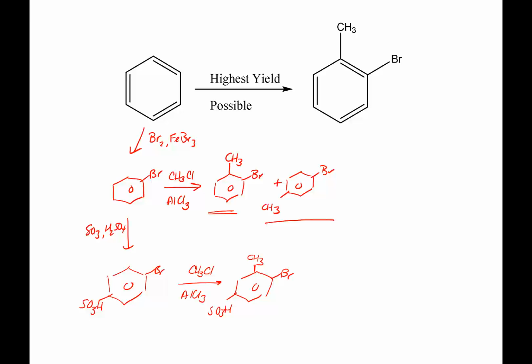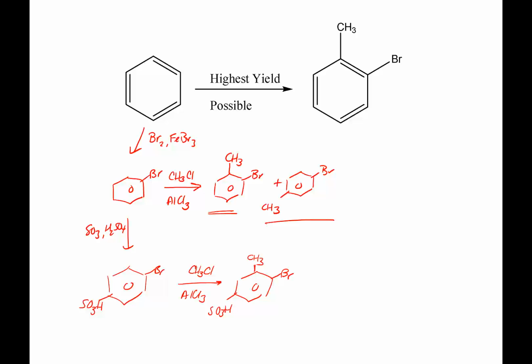And you could probably argue and say, well, how's the methyl group going to add ortho when the SO3H group, we didn't add ortho? Two different arguments here. SO3H is going to preferably add para versus ortho. In this case, the methyl group's got nowhere to go. It's got to go ortho to the bromine.